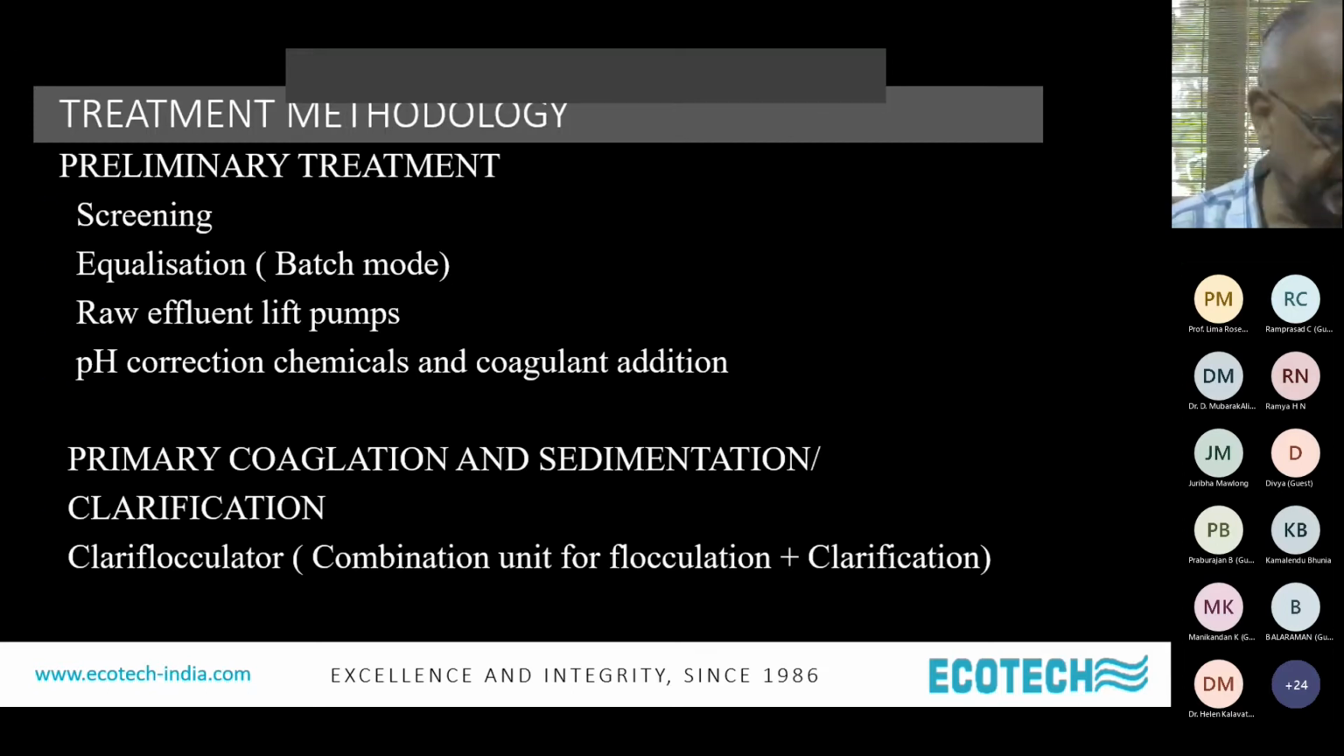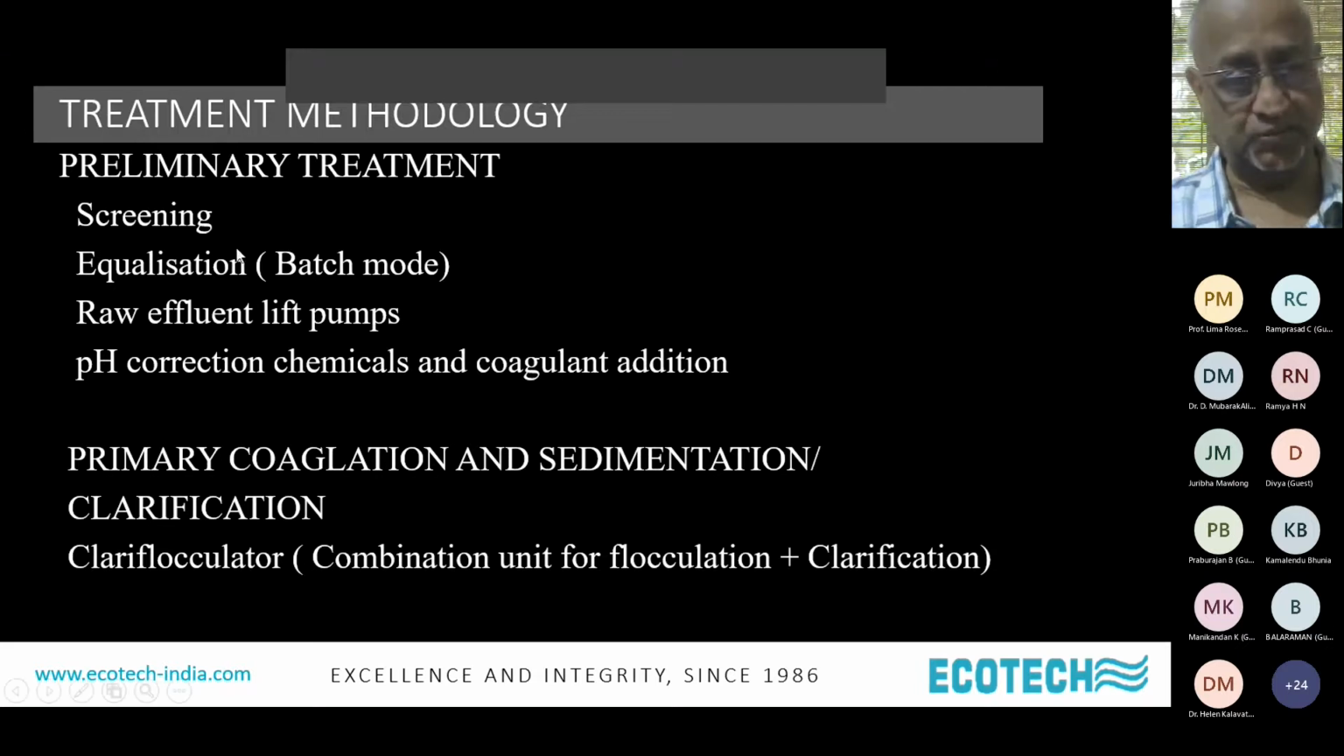Treatment methodology. The treatment methodology selected for this particular textile industry wastewater was screening. We put a mechanical screen, in fact, because of the very large size of the treatment plant. Size also matters. Size and scale matter. If it had been a 100 KLD textile ETP, I would not have gone for a mechanical screening device. I will go for a manual screening, because there is an operator at site around the clock in any case.